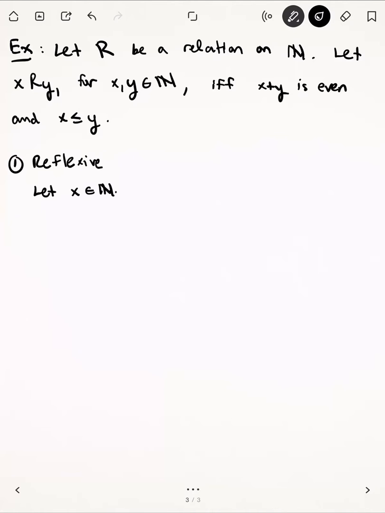So for reflexive, I have to prove that an element is related to itself, right? So I'm taking the same element out of the set twice. Does it satisfy these criteria? So is it reflexive? Yes, because note, x plus x is 2x, which is even, and x is less than or equal to x. So it's reflexive.